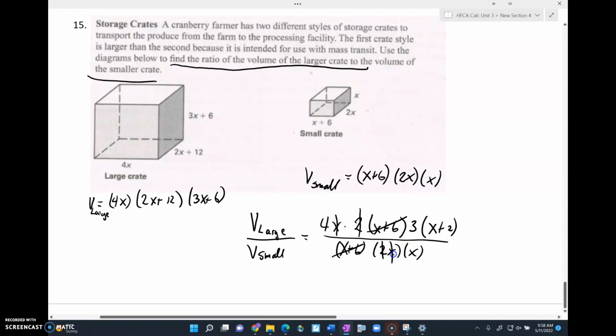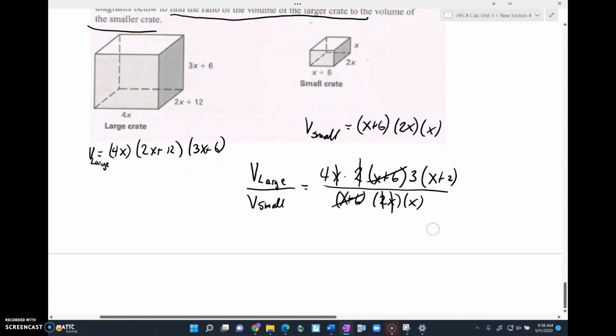So up top I'm going to be left with a 4 times 3, so that's 12. So I'll have 12 times x plus 2, and that's all over x. Okay. So we can simplify that a little bit further here and just give us 12x plus 24 over x. And that'll be our final result for this problem.